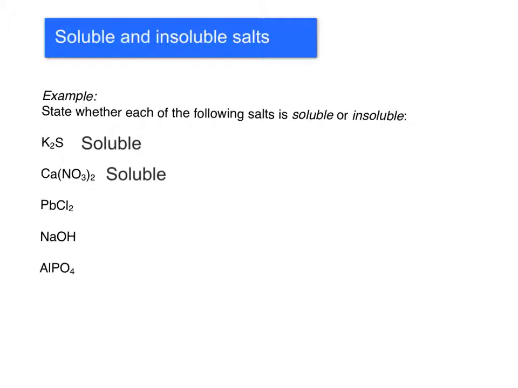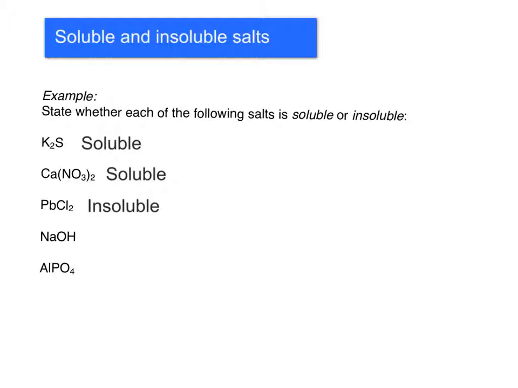Lead chloride. Generally, chlorides are soluble. We're in the top part of the table here, but lead is one of the exceptions. So this one would be insoluble because lead chloride is one of the exceptions to chloride being soluble, so it would be insoluble.